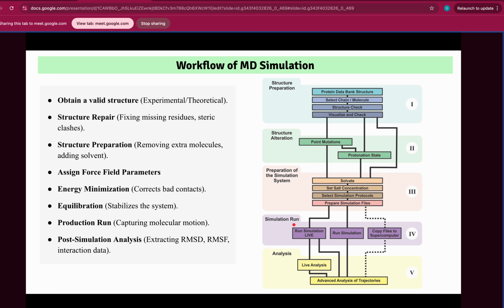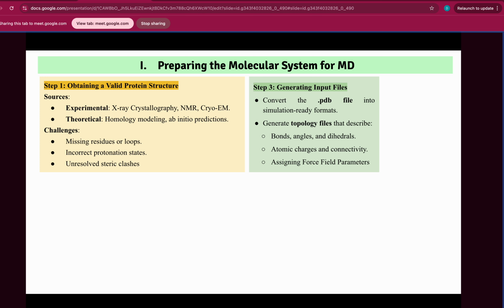Then comes the simulation run. Now after equilibrating and all those things, we perform the production run or simulation run, in which we see live how the conformation changes with time. So that is live analysis. We run the simulation and we copy the files to a supercomputer, or whichever system you are working on, and in the end we perform analysis. So there are different measures on which we can analyze the conformation of the protein and its dynamics. We can study how it is changing. So now one by one we'll go through each step.